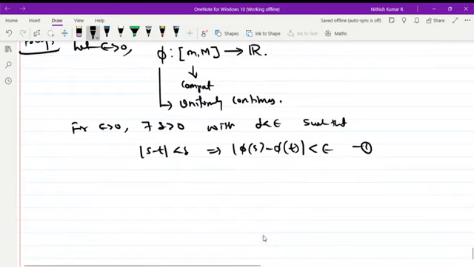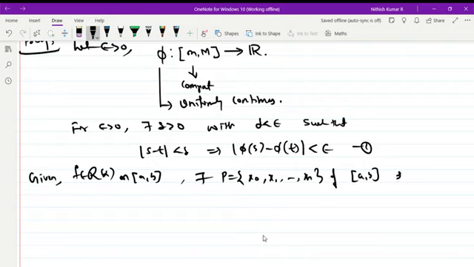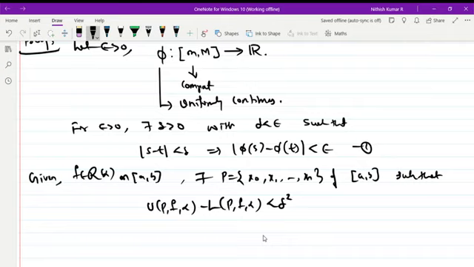Now given that f belongs to R of alpha on the closed interval a, b, by the Riemann criterion for integrability of f, there exists a partition P = {x0, x1, so on up to xn} of the closed interval a, b such that U(P, f, alpha) minus L(P, f, alpha) is less than delta square.